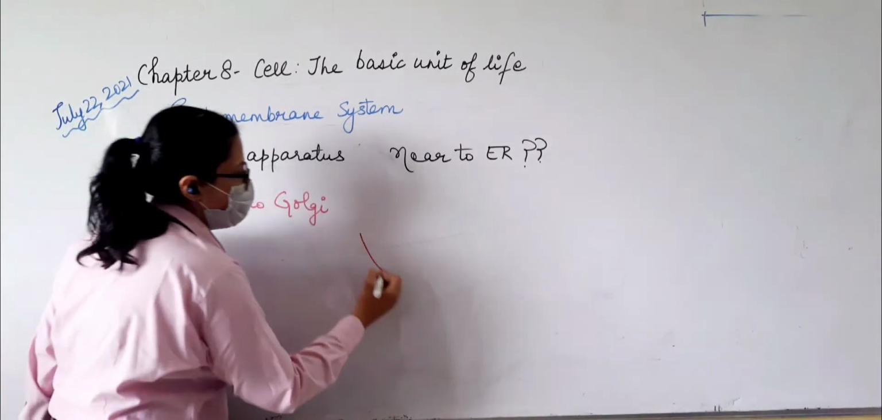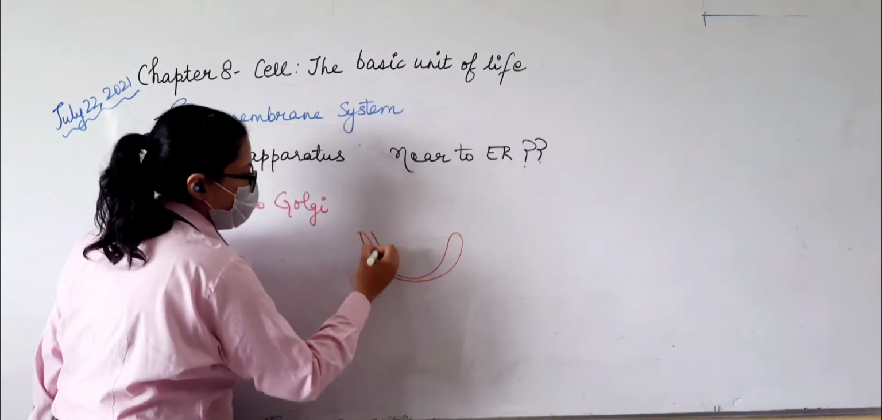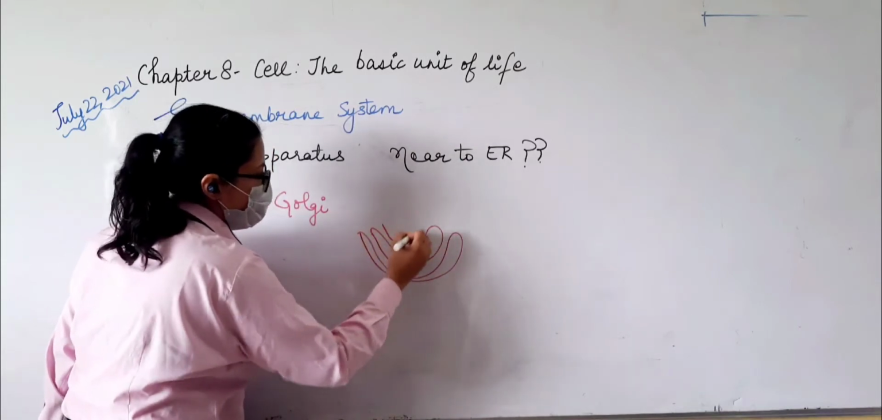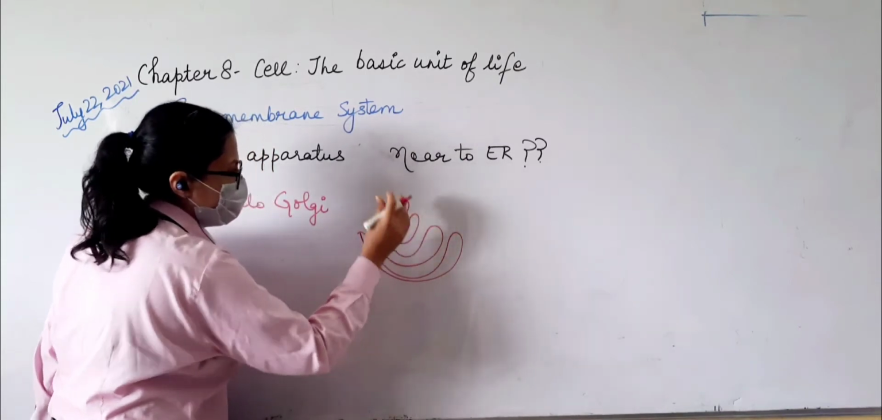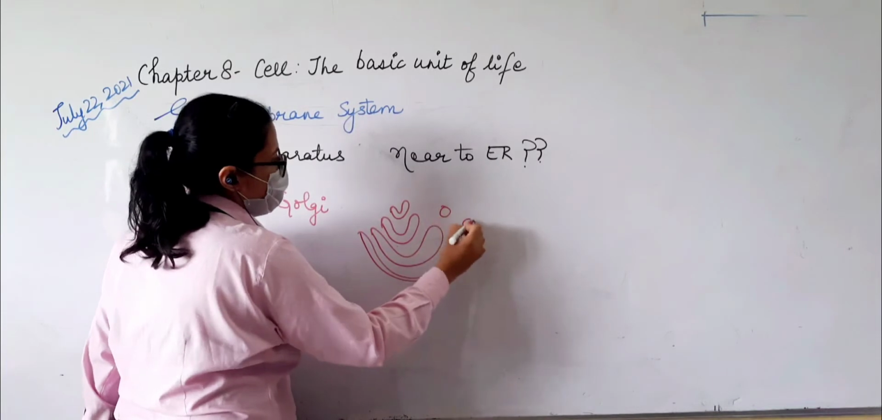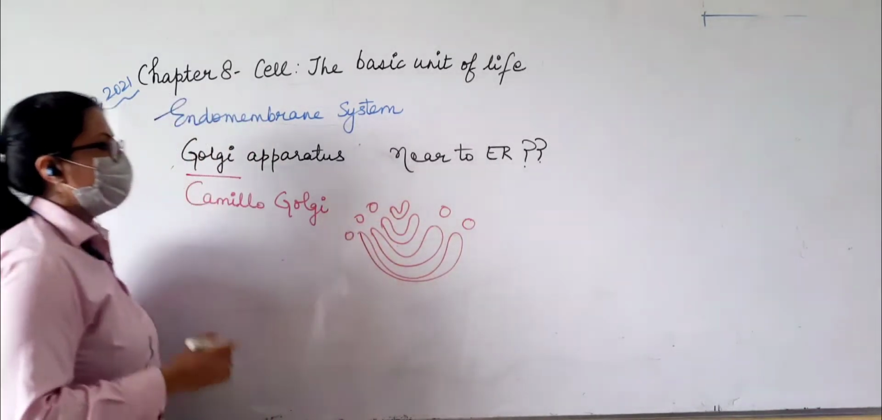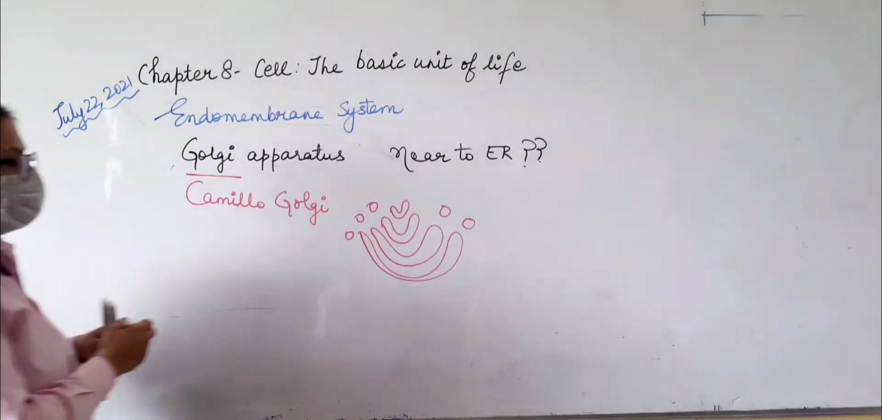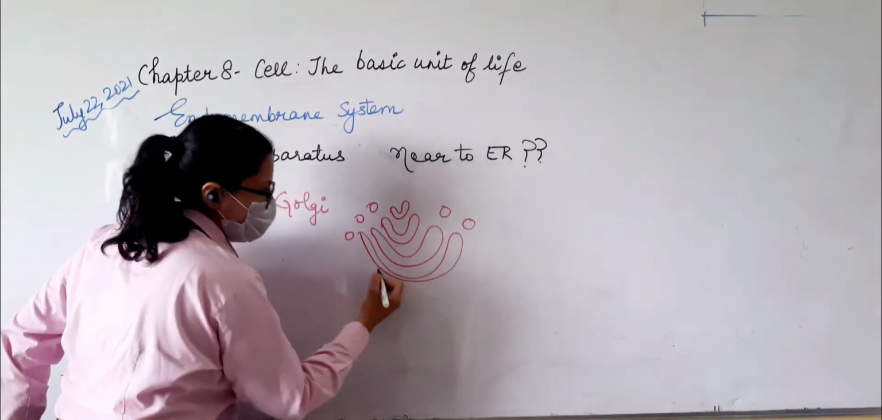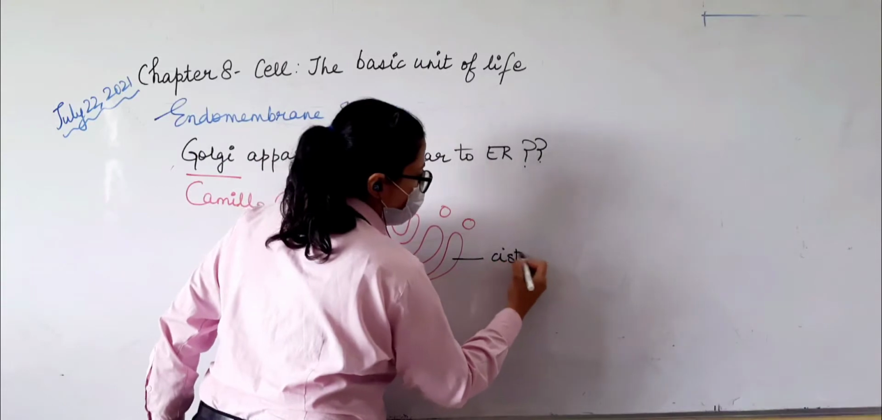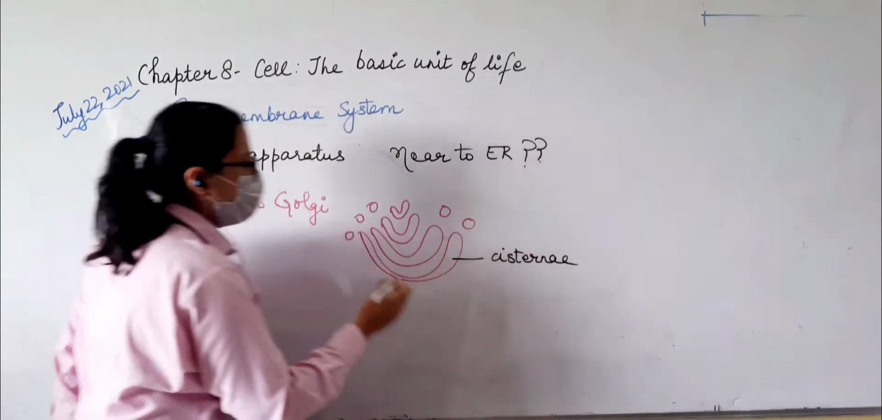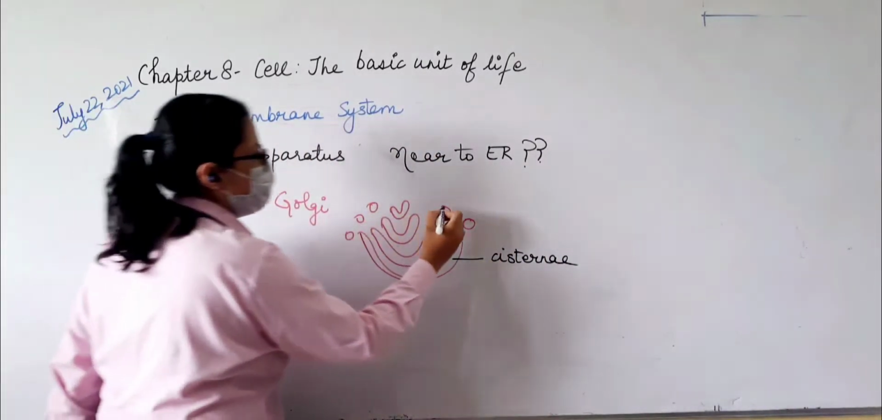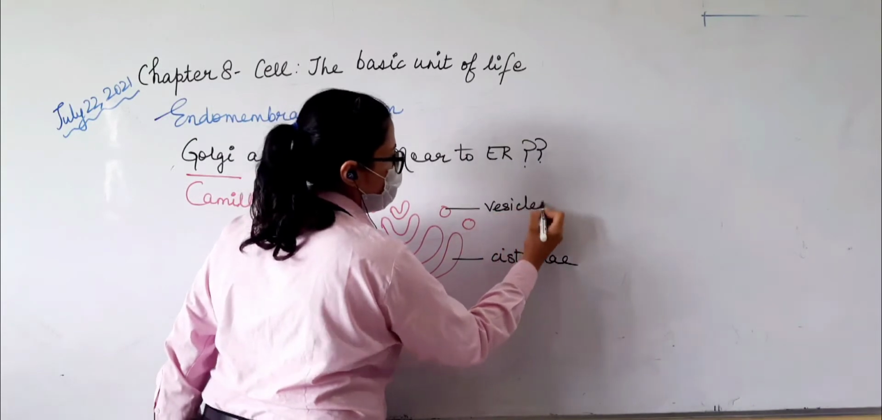What things? These structures which I am drawing. Like these tube-like structures parallel to each other, like stacking is there, and these circular structures are also there. Collectively, this is called as Golgi apparatus. These tube-like structures are called as cisternae. And these round structures are called as vesicles.